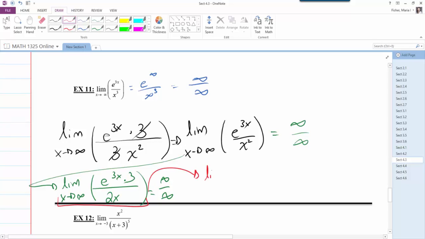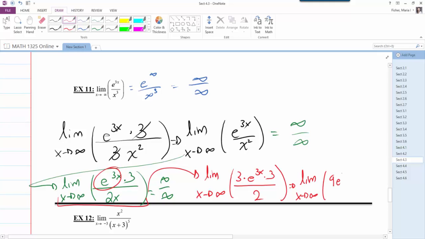Take the derivative. So we're looking at the limit as x approaches infinity of, well, 3 is a constant multiplier. Remember, it multiplies along. So 3 times the derivative of e to the 3x is e to the 3x times 3 all over the derivative of 2x, which is 2. So if I clean this up real quick, we're looking at the limit as x approaches infinity of 9 e to the 3x over 2. So this is going to be infinity over 2, which is infinity. So the limit as x approaches infinity of e to the 3x over x cubed is actually infinity.